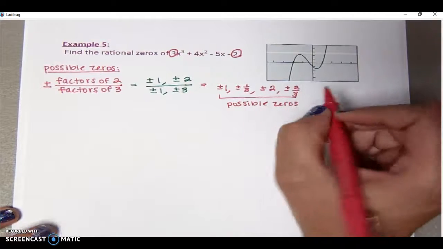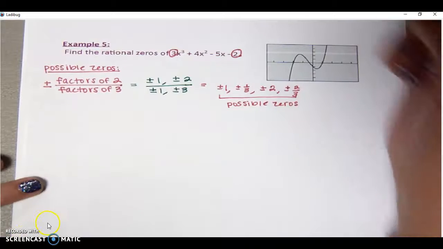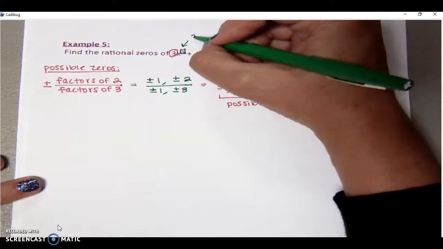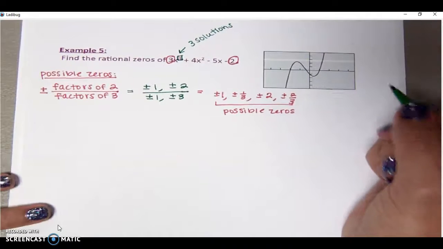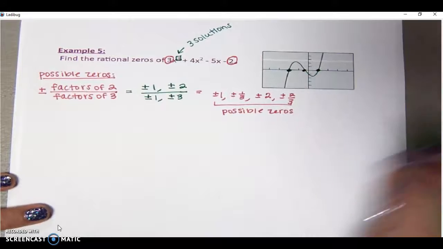And they're the possible rational zeros. So what we're going to do is use this graph to help us. First off, this is to the 3rd power, so that's a 3rd degree. So when we finish, we should have 3 answers to this problem. Using this graph, you can tell it crosses the x-axis 3 times, which means 3 solutions.